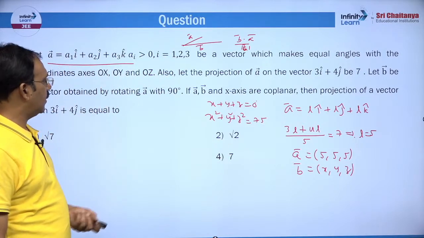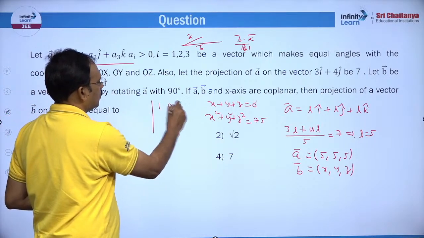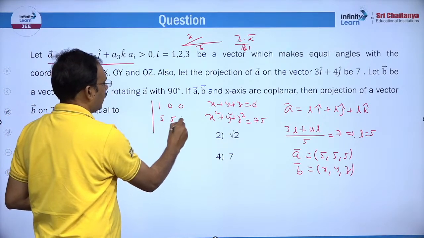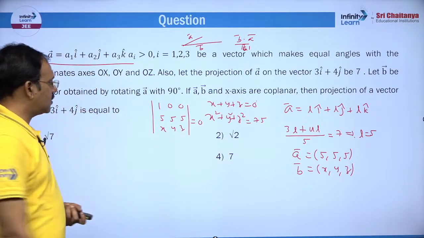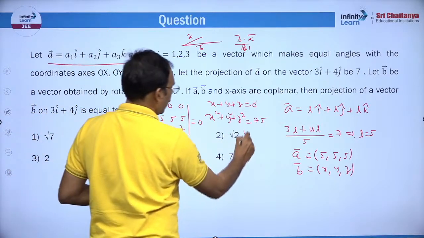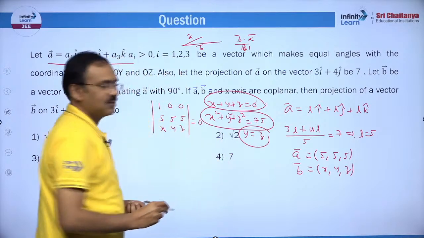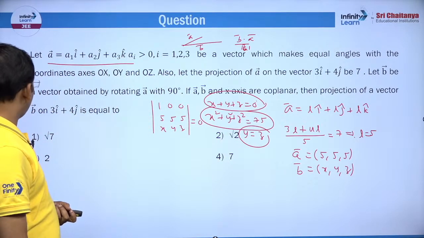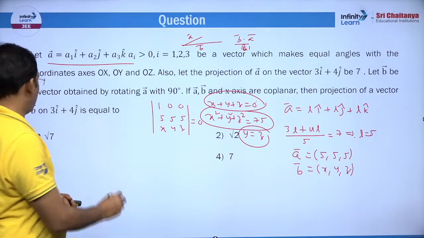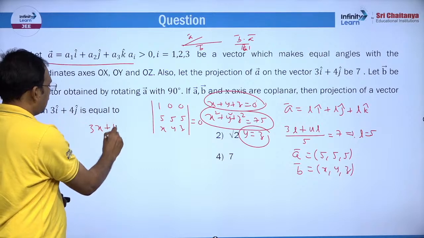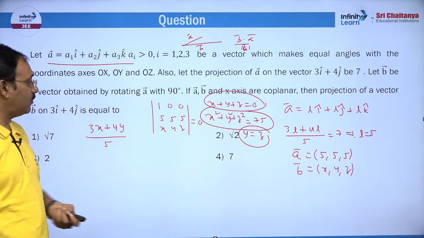Then, A bar, B bar, and the x axis are coplanar. You see, the x axis has DRs (1, 0, 0), A bar is (5, 5, 5) and B bar is (x, y, z), this determinant is 0. That means y is equal to z you will get, y is equal to z is the third data. 1, 2, 3, you got 3 data, fine. The projection of a vector B bar on this. So, the projection of B bar on this means we want (3x plus 4y) by 5, this we want. So, we want it in terms of x and y, you need to find x and y.